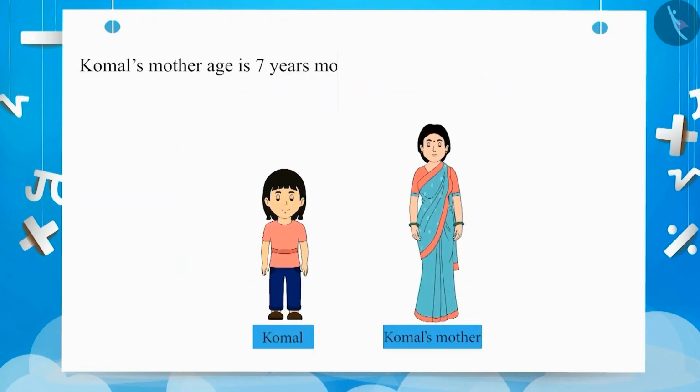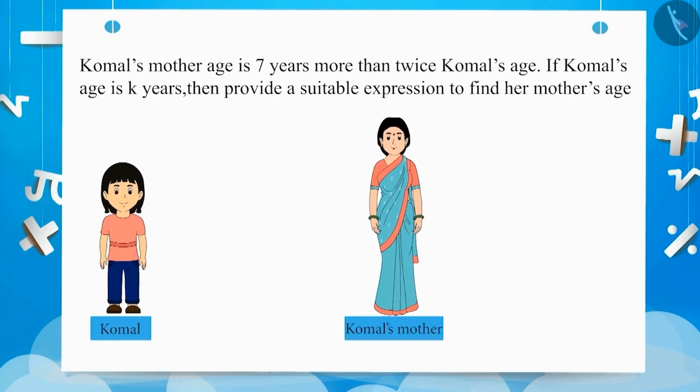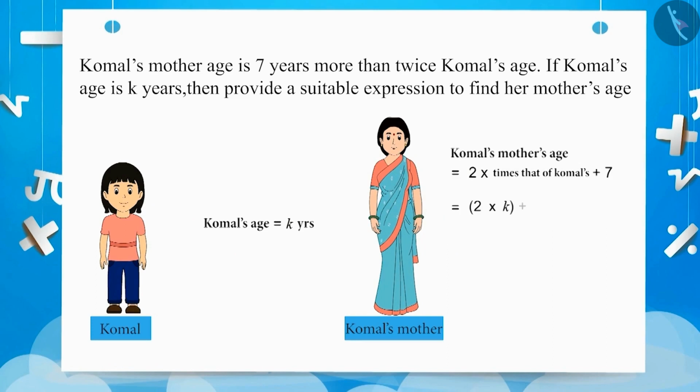Komal's mother's age is 7 more than twice her age. If Komal's age is k years, then provide a suitable expression to calculate her mother's age. As we know, Komal's age is k years and her mother's age equals 7 more than twice Komal's age, which is 2 multiplied by k plus 7, equal to 2k plus 7. Therefore, the expression to find her mother's age will be 2k plus 7.